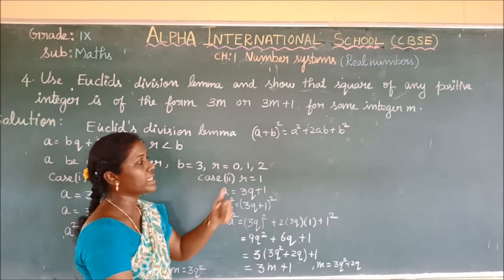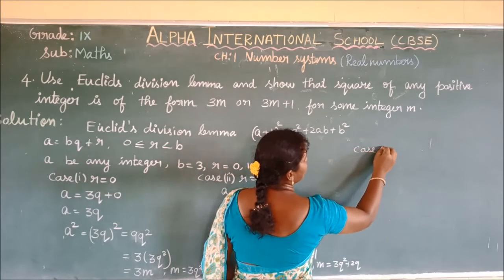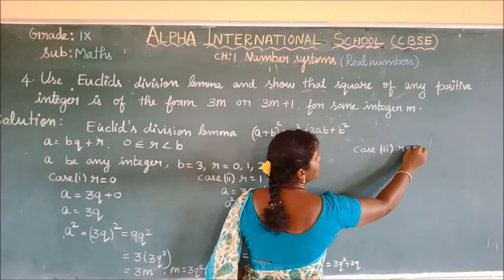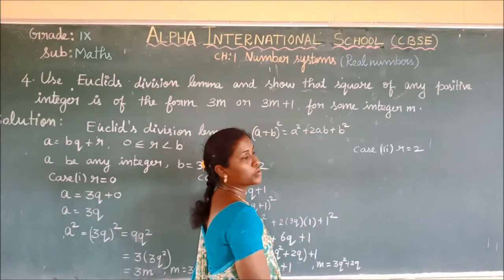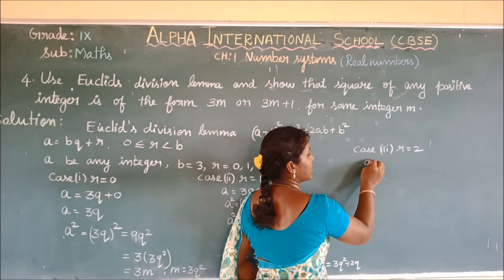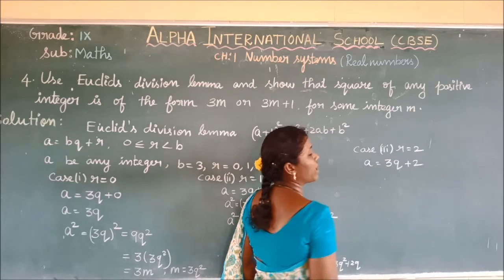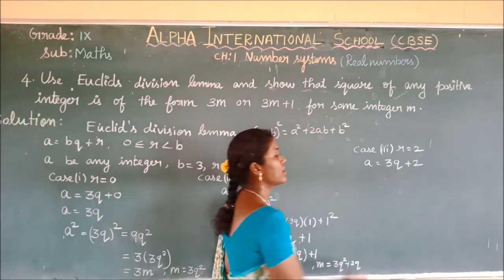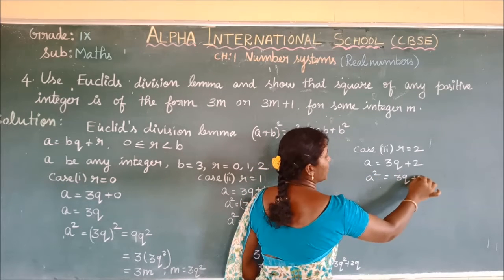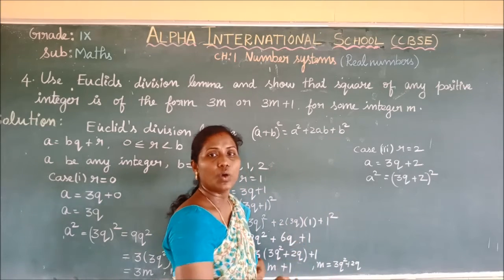Let us check for case 3. What is case 3 we are having here? The remainder is equal to 2. So what is the procedure we have to do? A is equal to 3q plus 2, and we have to square on both the sides. So a square is equal to (3q plus 2) the whole square.